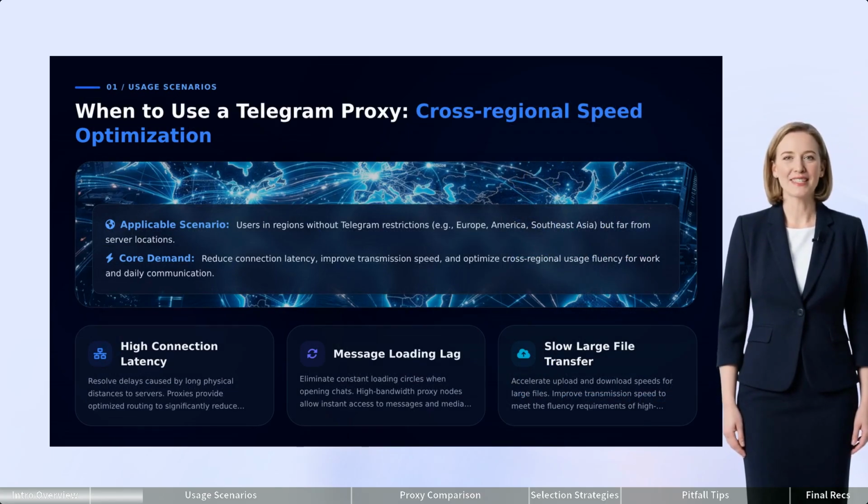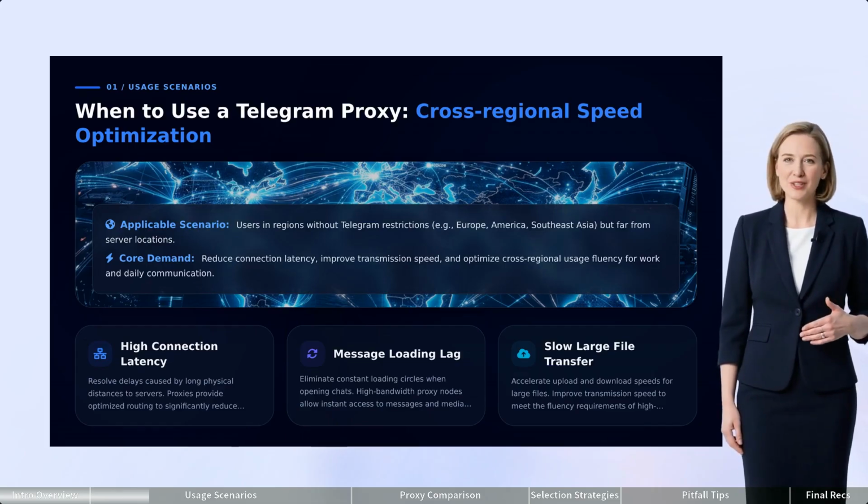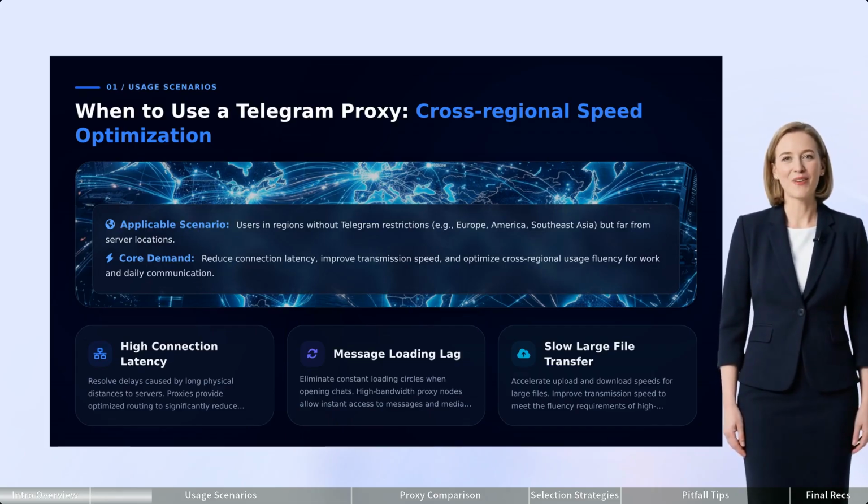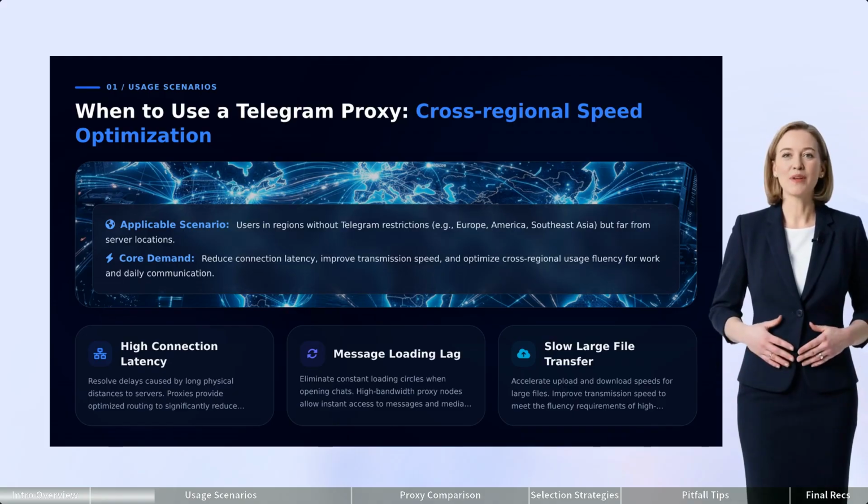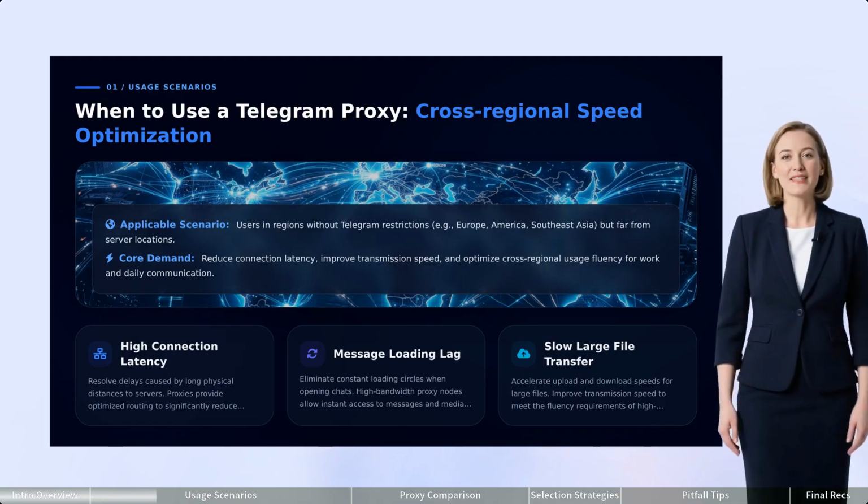Now let's move to the second usage scenario, cross-regional speed optimization. This applies to users in regions without Telegram restrictions, like Europe, America, and Southeast Asia, who are far away from Telegram's server locations. Your core demand here is to reduce connection latency, improve transmission speed, and make cross-regional communication for work and daily use smoother.